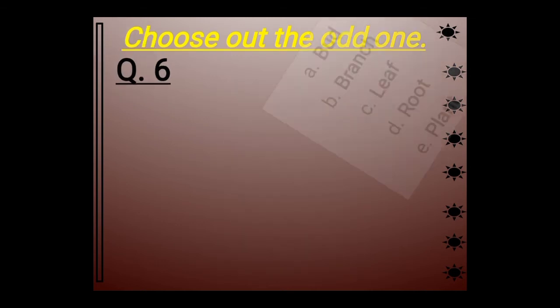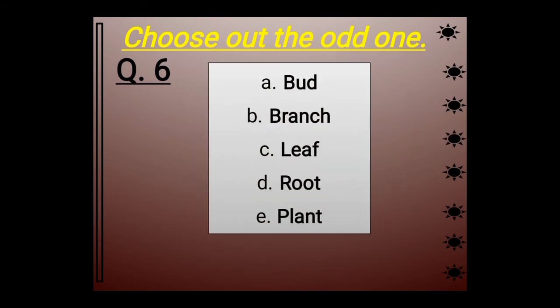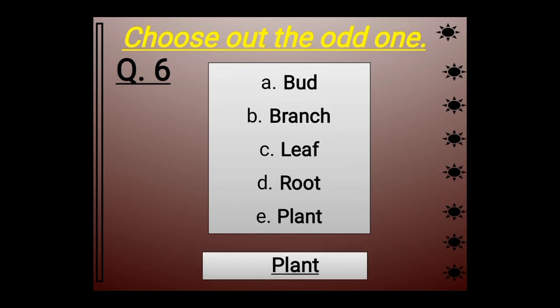Next question. This question involves some elements of nature. Bird, branch, leaf and root are different parts of the plant. So the odd man out of this question is plant. Except plant, all are parts of a plant.